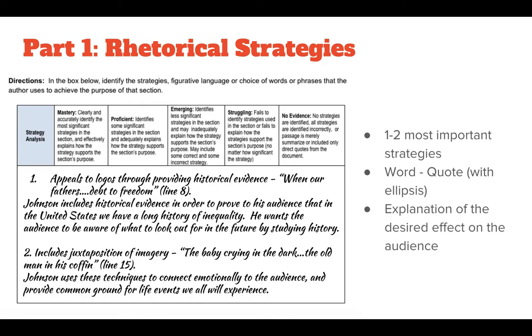This is specific. It's not "the author uses connotative diction in order to appeal to the audience's feelings." That is so vague, and it could be used for any piece of writing. So you need to be specific about the piece of writing that it's in and what that rhetorical strategy is doing. In order to prove to his audience that in the United States we have a long history of inequality, that could only be said for this piece of writing.